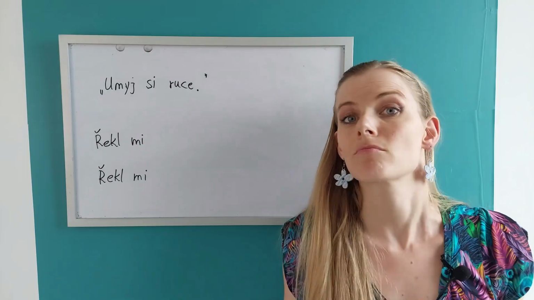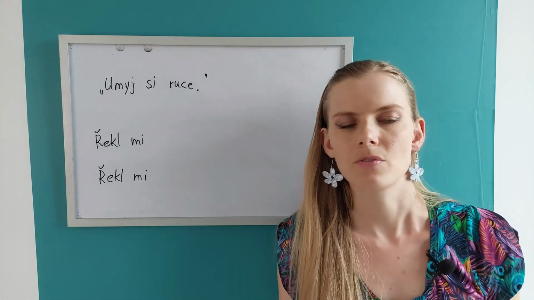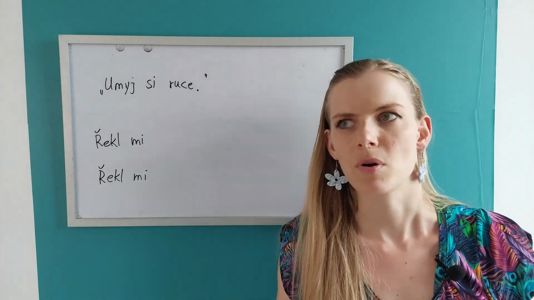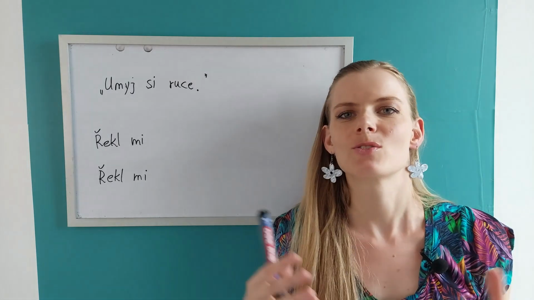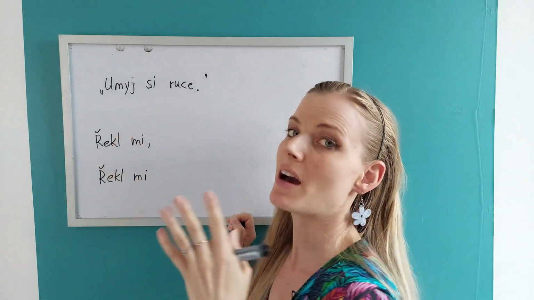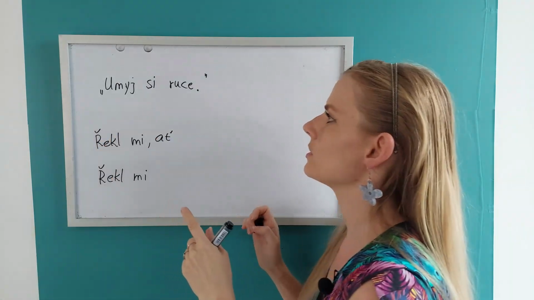Umyj si ruce, which means wash your hands. Umyj si ruce. And then your friend asks you, what did your dad say the first thing you came home after the party? He told me to wash my hands. Řekl mi. And then first we will use ať. And don't forget the comma. Řekl mi, ať. And then what else?